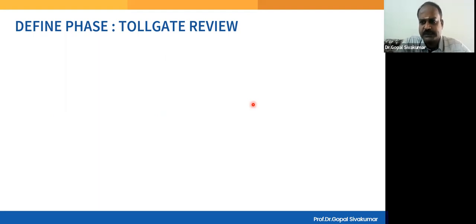Generally, companies practicing Six Sigma have a stage called toll gate review, where the work done by the Six Sigma project team will be reviewed by the project champion, sponsor, and then the black belts and master black belts in the company. And at that point of time, there will be certain critical questions that will be asked, and the team should be able to clarify and then provide details. So this is called a toll gate review. And if it is satisfactory, the team can move on to the next phase, which is called measure phase.